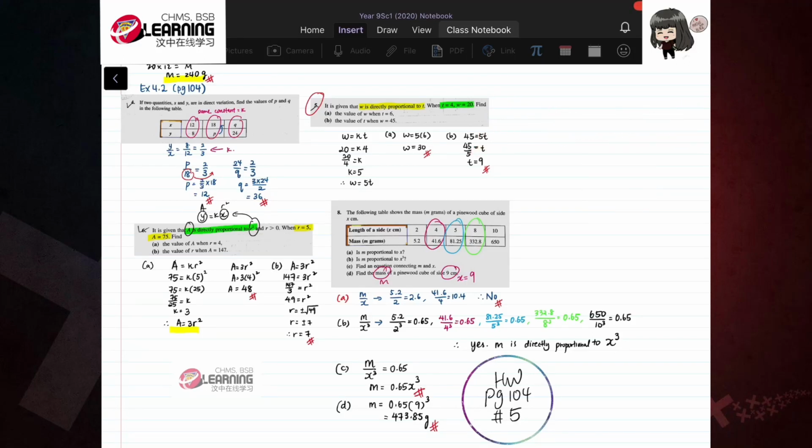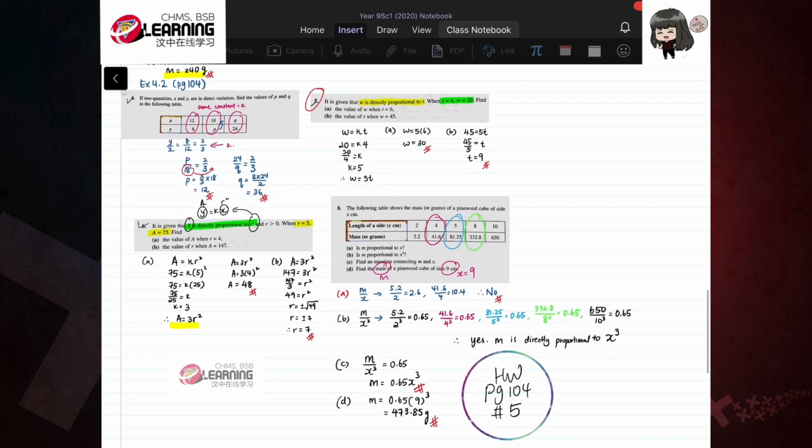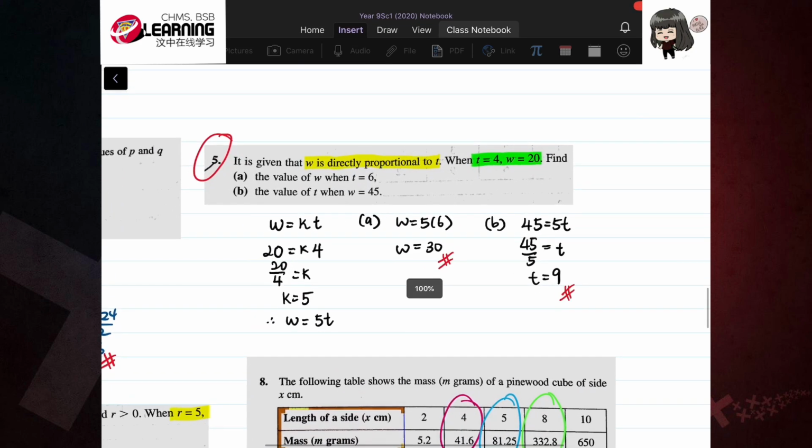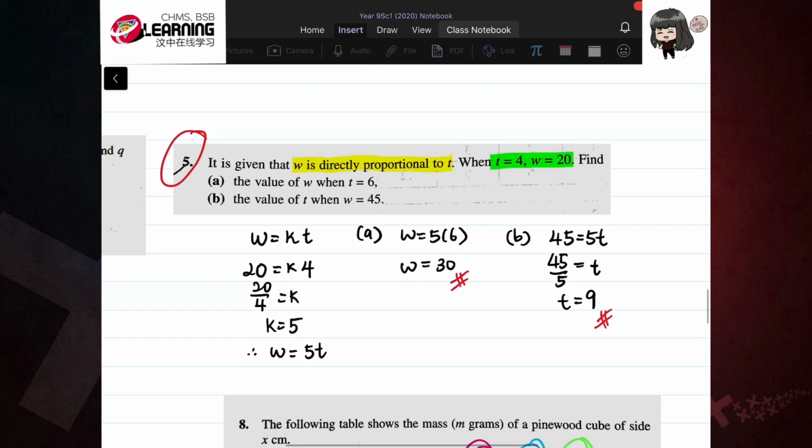Welcome to lesson 15. Today we're going to cover inverse variation, the new subtopic. We have done our direct variation, and I'm going to discuss the homework with you on page 104, question number 5. Please refer to that page. I hope you have done question number 5 already.